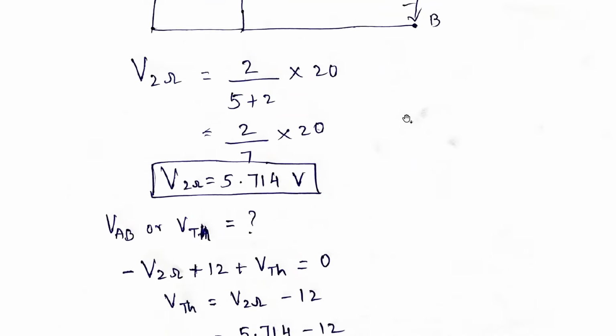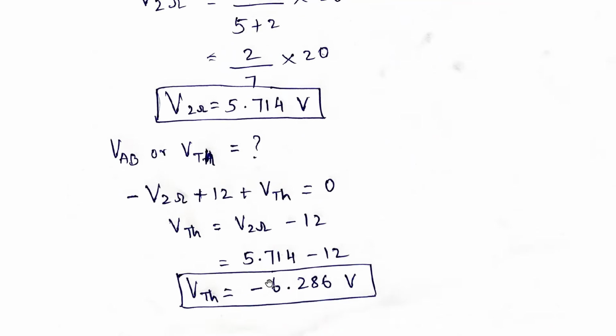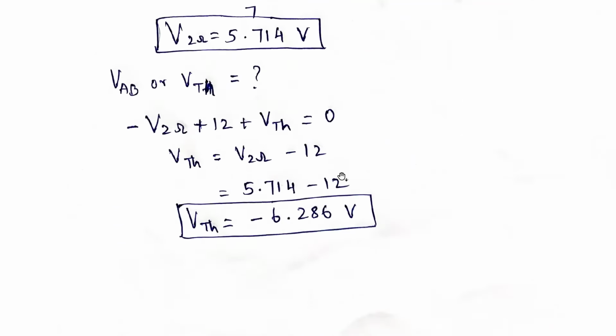So that means this direction is reversed. What we considered is wrong. We need to consider minus here and plus here, because the answer is saying like this. So VTH is equal to minus 6.286 volts.